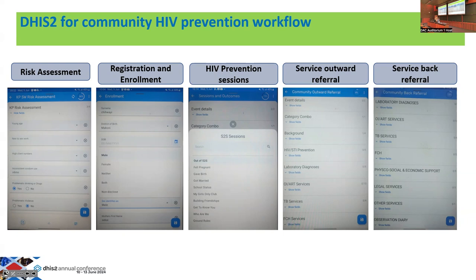So when the peer is then referred for a service, we have what we call a service back referral, where the service provider is able to complete and confirm whether the peer managed to receive the service or not. And this is also being done through DHIS2.